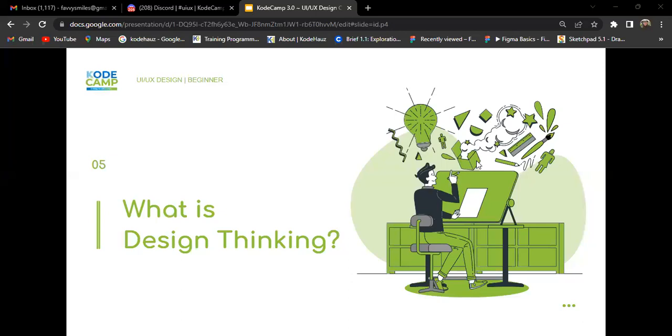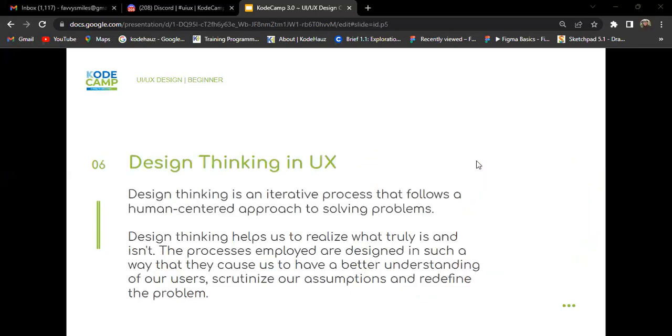So today we're going to be discussing design thinking in UX. Design thinking is an iterative process that follows a human-centered approach to solving problems. Design thinking helps us to realize what truly is and what isn't. The processes employed are designed in such a way that they cause us to have a better understanding of our users, scrutinize our assumptions, and redefine the problem.